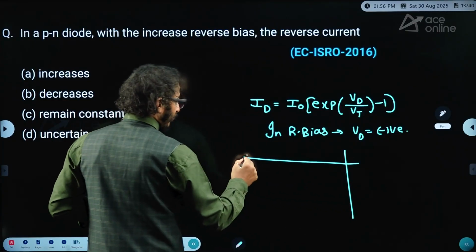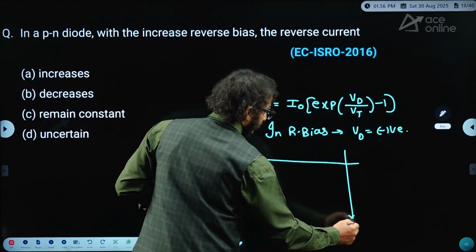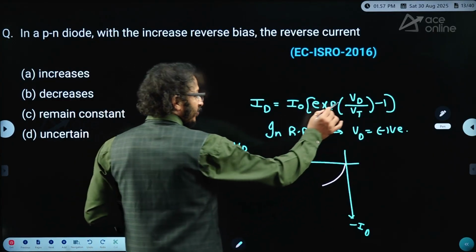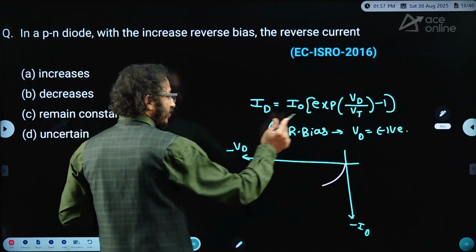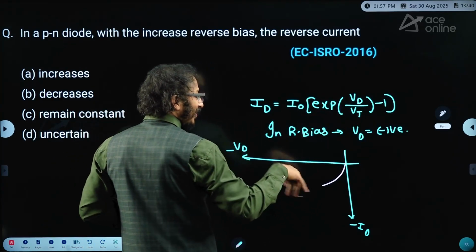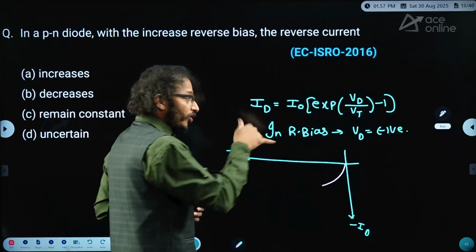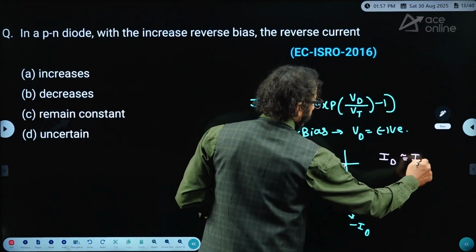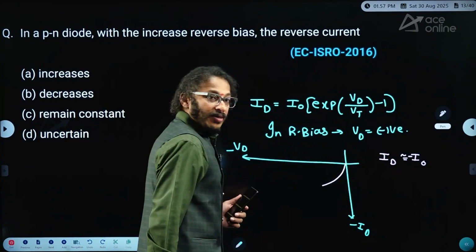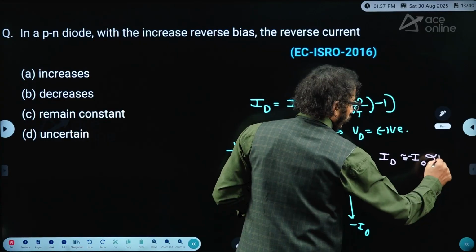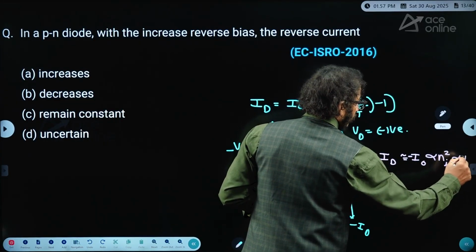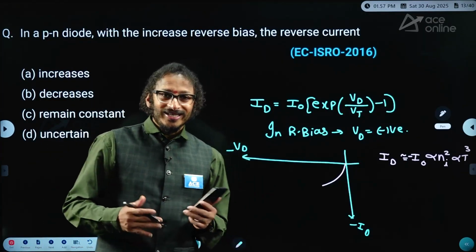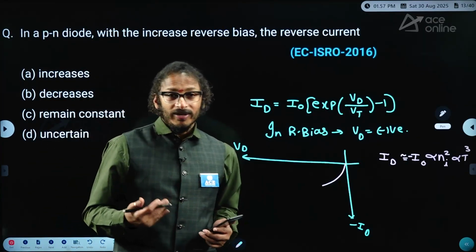Right here, for example, if I take a graph, it is minus Vd and minus Id. So initially it is an exponential decay. Now whenever this voltage is increased, I think this exponential value becomes negligible compared to minus 1, the magnitude 1. Then in that context, the diode current is almost equal to, of course, minus I naught. And I'm happy to say this I naught depends on what here? Ni square. And I hope Ni square depends on T cube. I hope you remember. Ni square is equal to A naught T cube exponential minus Eg naught by kT.